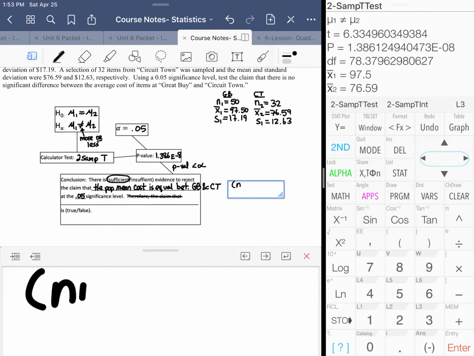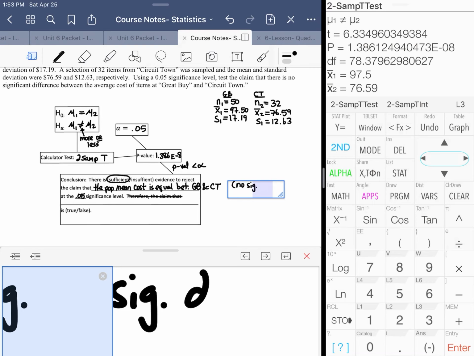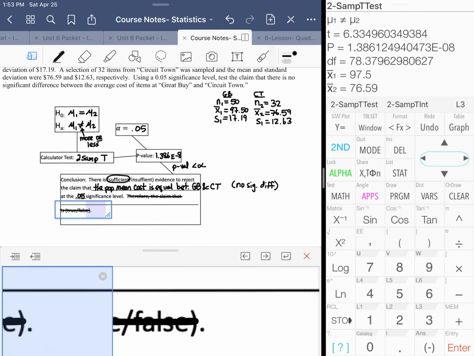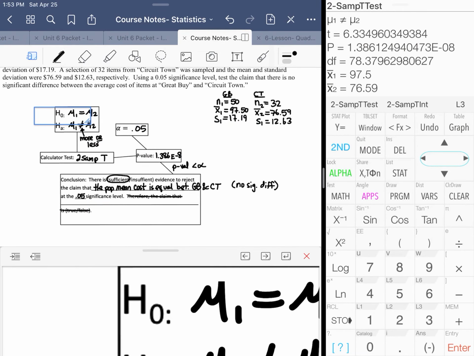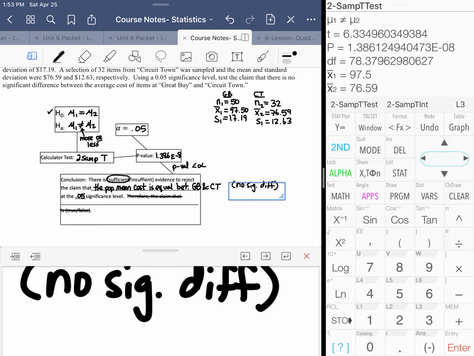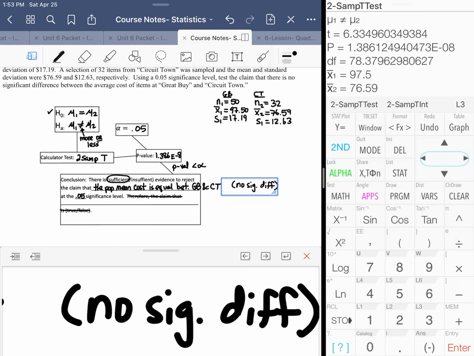It's equal. That means that there is no significant difference. If you want, you can put it in parentheses next to it: no significant difference. But this is one of the rare situations where the second sentence, the true-false sentence at the end, is not required, because that addresses the alternative hypothesis, and the alternative hypothesis is irrelevant here, because we already addressed it.